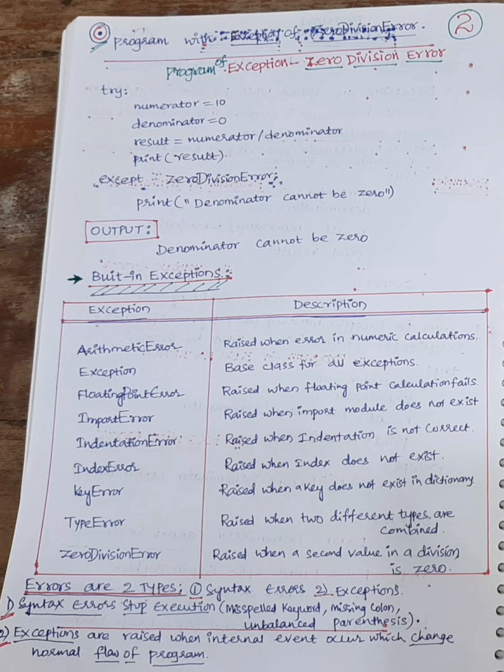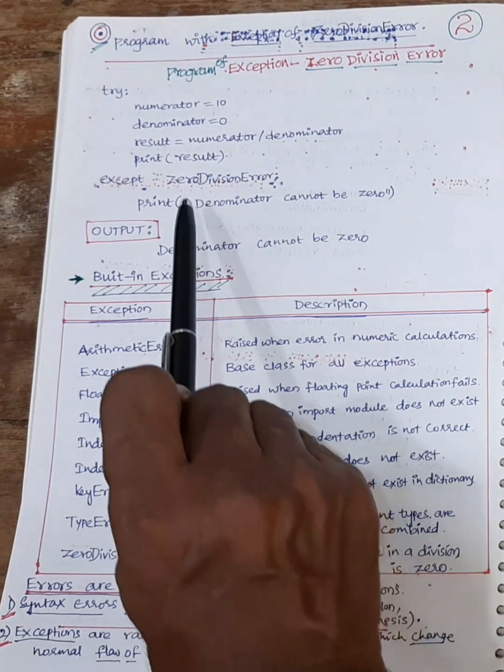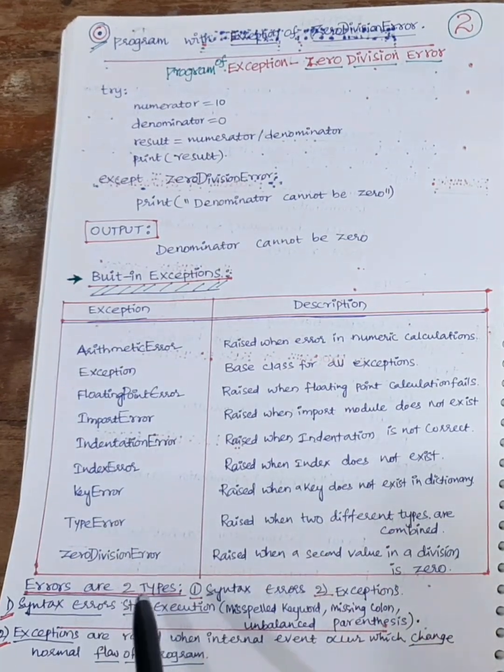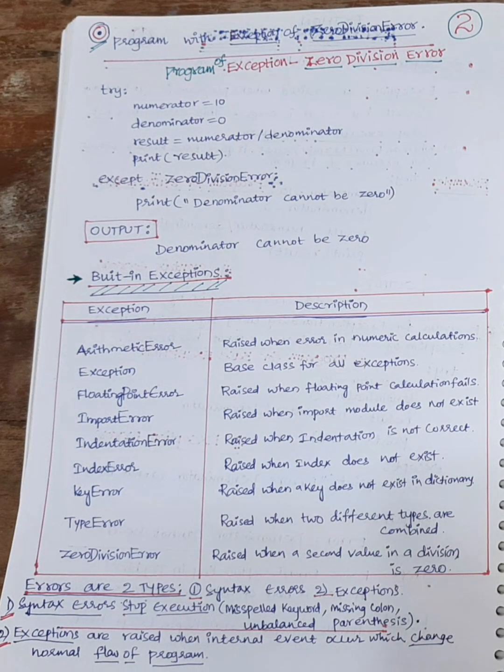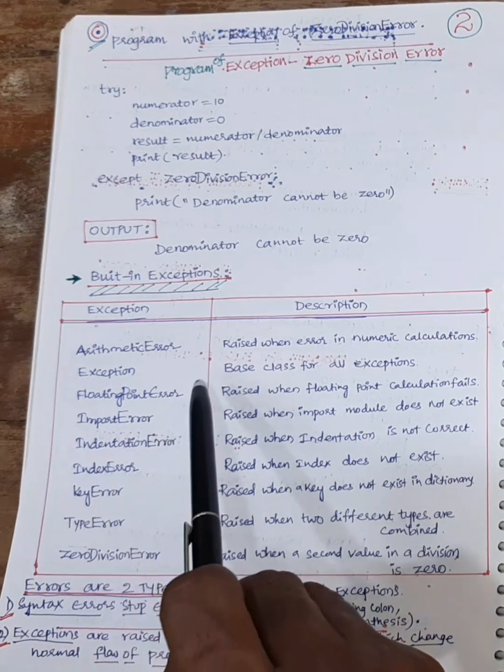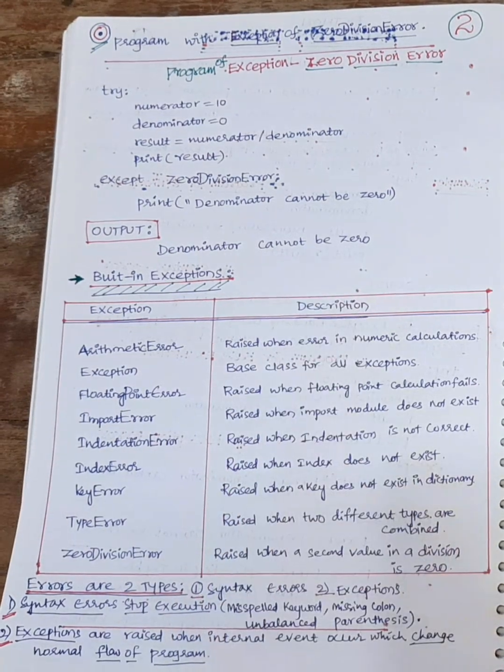So to overcome the problem of the execution stopping in the middle of the program, we use the except keyword. Here the type of the except is ZeroDivisionError. You see here, print denominator cannot be 0. We have many built-in exceptions, among that ZeroDivisionError is one of the exceptions. We will get the output: denominator cannot be 0.